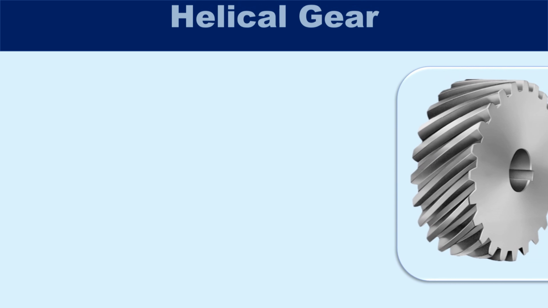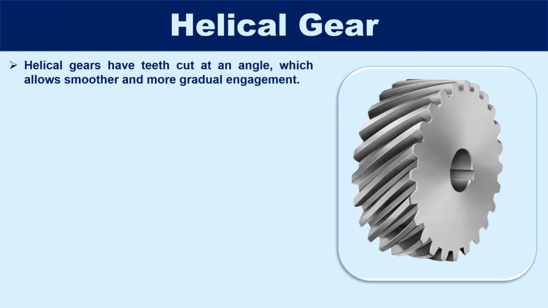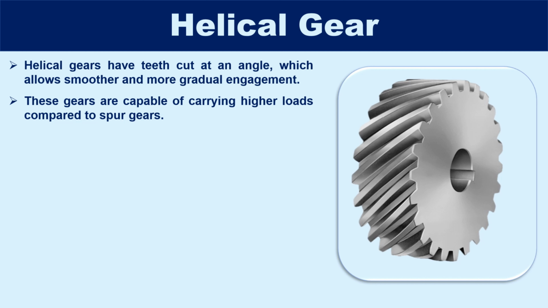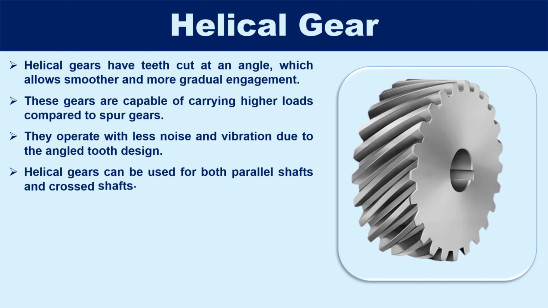Helical gear. Helical gears have teeth cut at an angle, which allows smoother and more gradual engagement. These gears are capable of carrying higher loads compared to spur gears. They operate with less noise and vibration due to the angled tooth design. Helical gears can be used for both parallel shafts and crossed shafts.